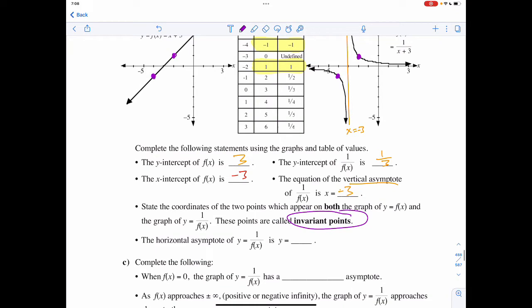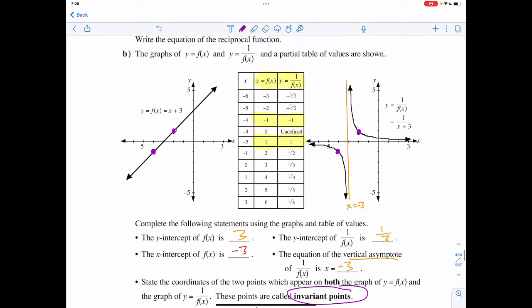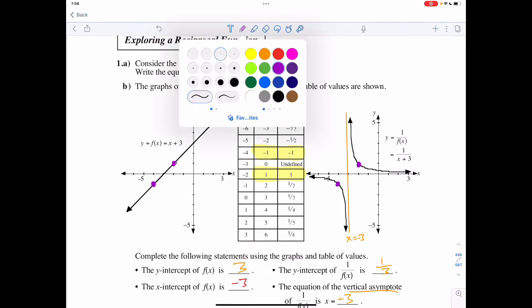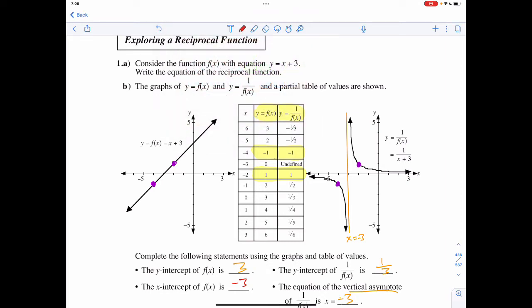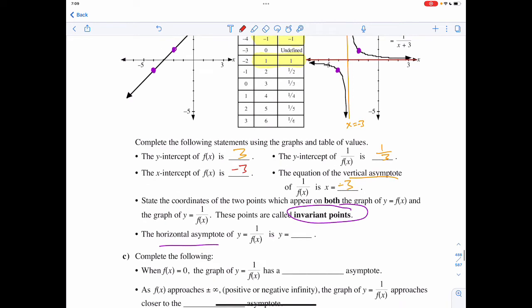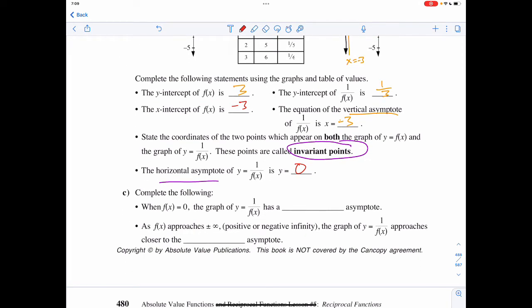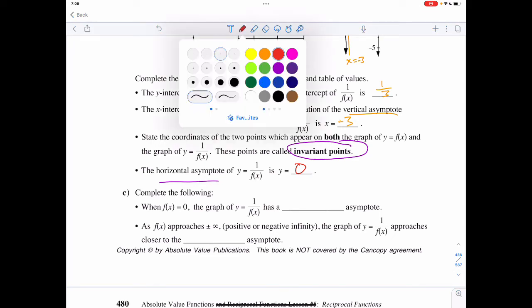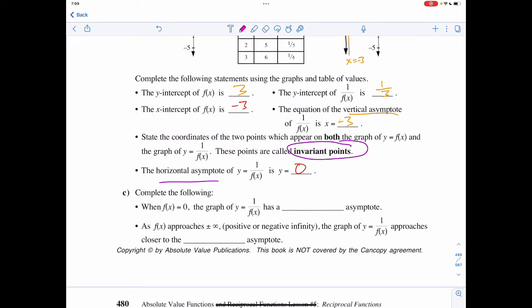We also have a horizontal asymptote. It's a horizontal imaginary line that they want to get closer and closer to and will never touch. And that occurs at the x-axis, or when y is equal to 0. So when my original function was equal to 0, which is any x-intercept, then the reciprocal function has a vertical asymptote.